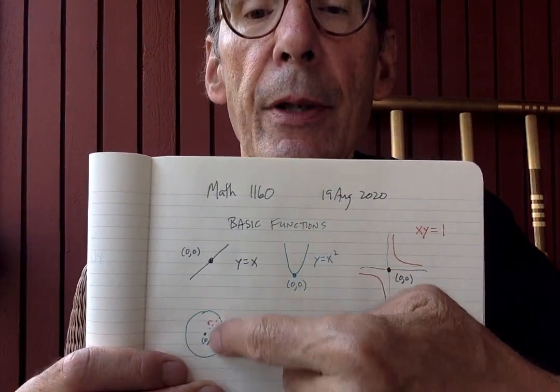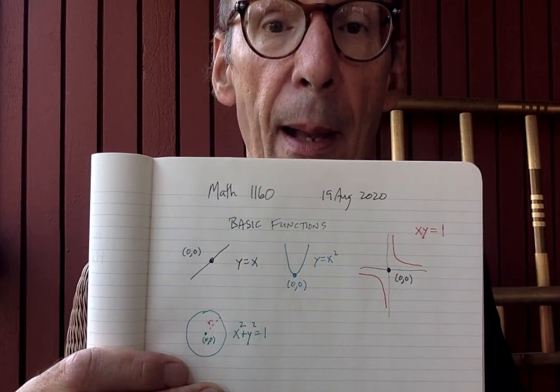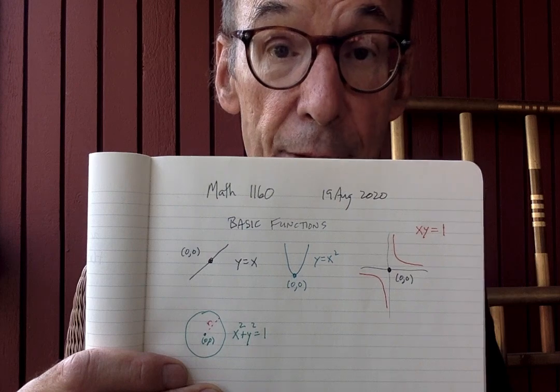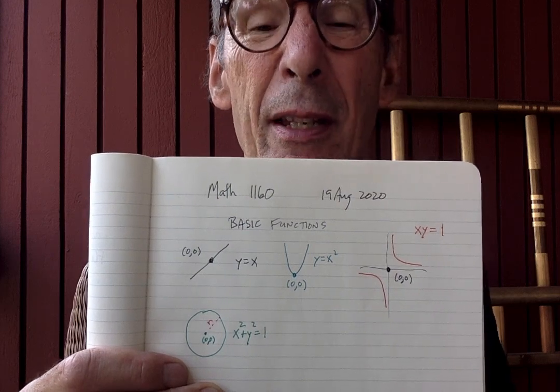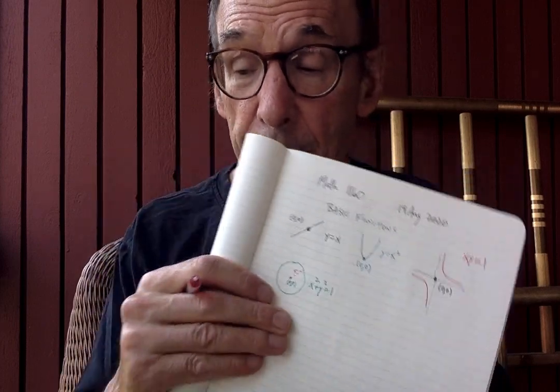It's not a function because it doesn't pass the vertical line test. It's not a function graph, excuse me. But it's so useful and so illustrative of how we deal with these kinds of things that we're going to do it anyway.